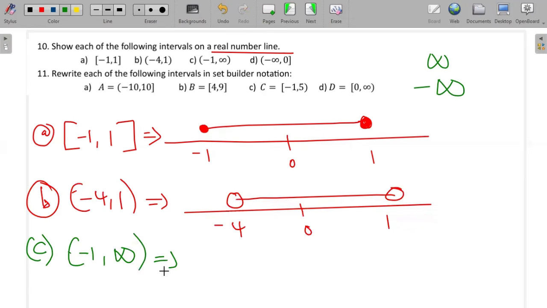So on the number line, how are we going to show it? Okay, so I'm going to draw a number line here. And I'm going to say this is my -1. This is my 0. Okay, and then this goes all the way to infinity. So infinity, I'll put it there.